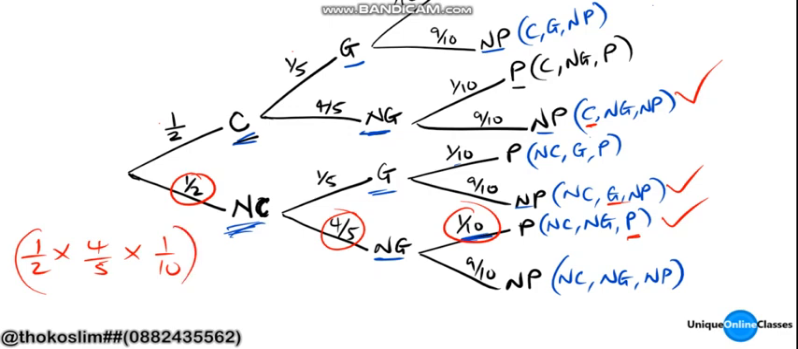That's the first part. And also this guy, and this guy representing here, which is 1/2 times 1/5 times 1/10 times 9 over 10. Here that's 9 over 10.